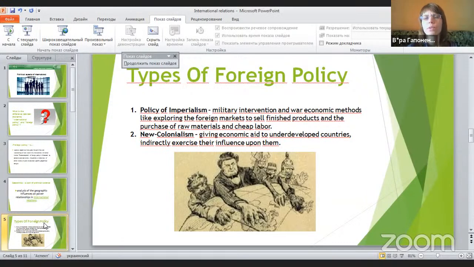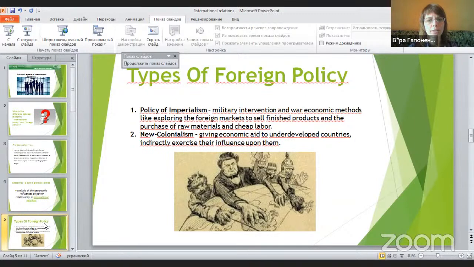Unfortunately, it is sometimes discussed that Ukraine also can be an object of new colonialism, and that it can pay for a long time for all the aid and all the support which it had before from different countries and which it has nowadays as military help.